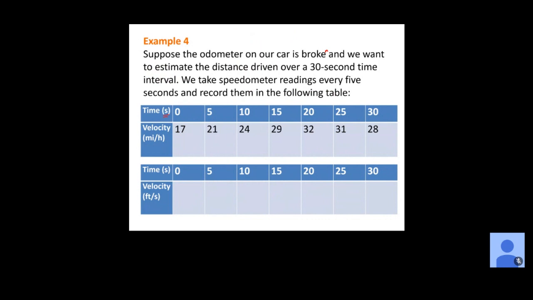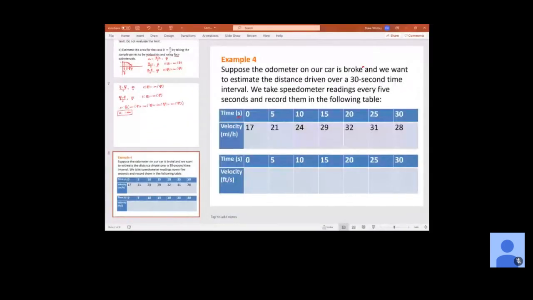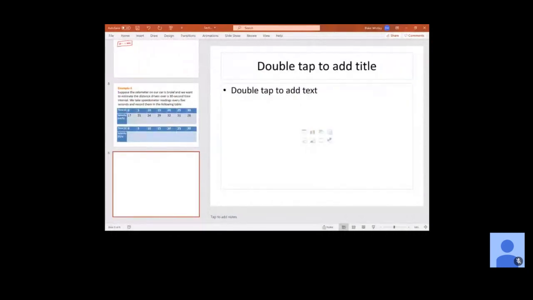So if I want to go from miles per hour to feet per second, what would that conversion look like? I'm starting here with 17 miles per hour. If I want to convert that to feet per second, what would I need to do? All right, good. So there's 5,280 feet for every mile. So the first thing we can do is convert miles into feet.